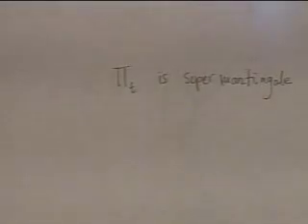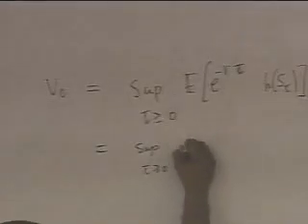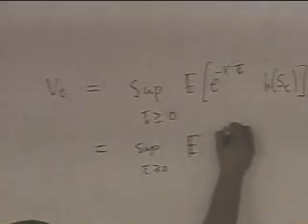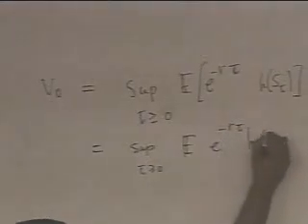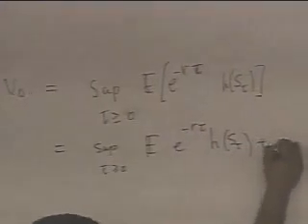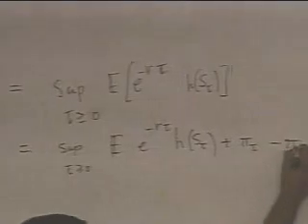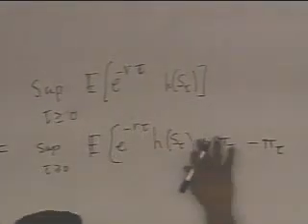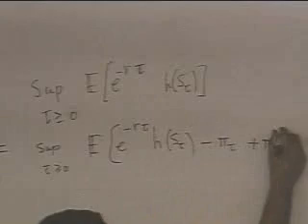Also adapted to the same filtration. So what you do is add and subtract it. Let's say that this is equal to the supremum over tau greater than or equal to 0 of the expected value of e to the minus r tau h of s tau plus pi tau minus pi tau. Actually, let's subtract and add. I just added and subtracted a function, and therefore that doesn't change the value at all.